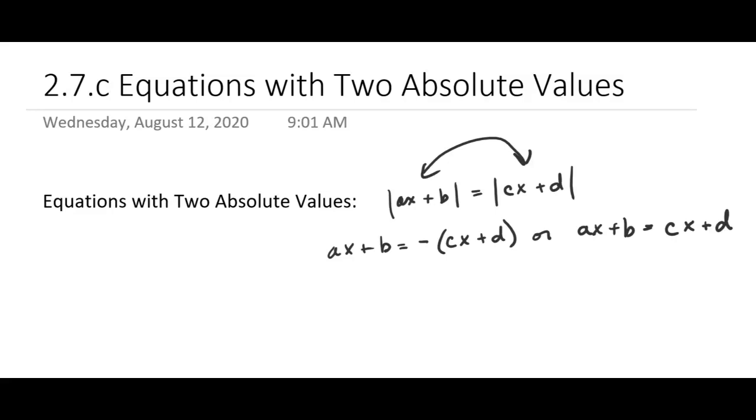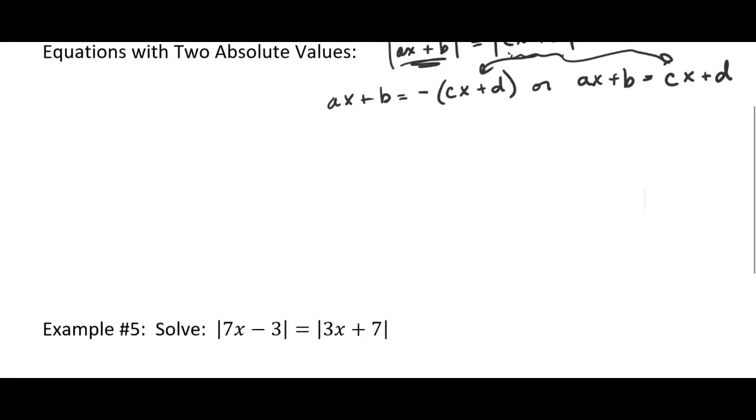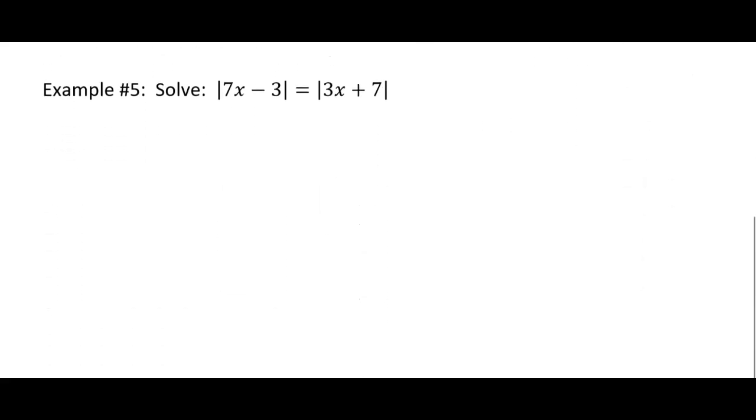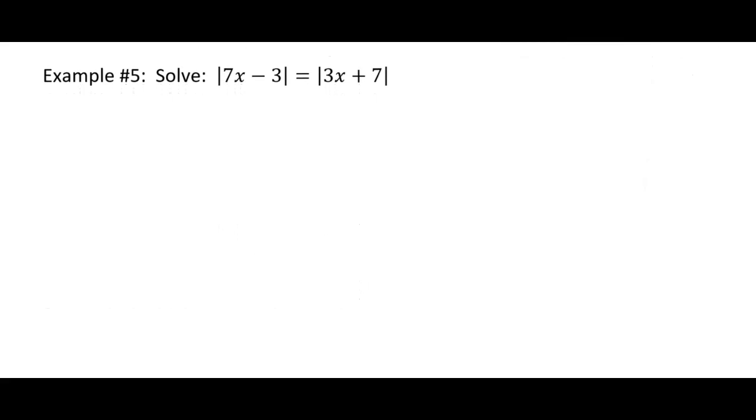So I keep this left-hand part the same for both setups, and then on the right-hand side, I make this the opposite, and then I keep it the same. So those are the two cases. That's what we're going to look at. They don't usually have a lot of these, but it'll be good for our solving equations. So we have an example here where we're going to do that.